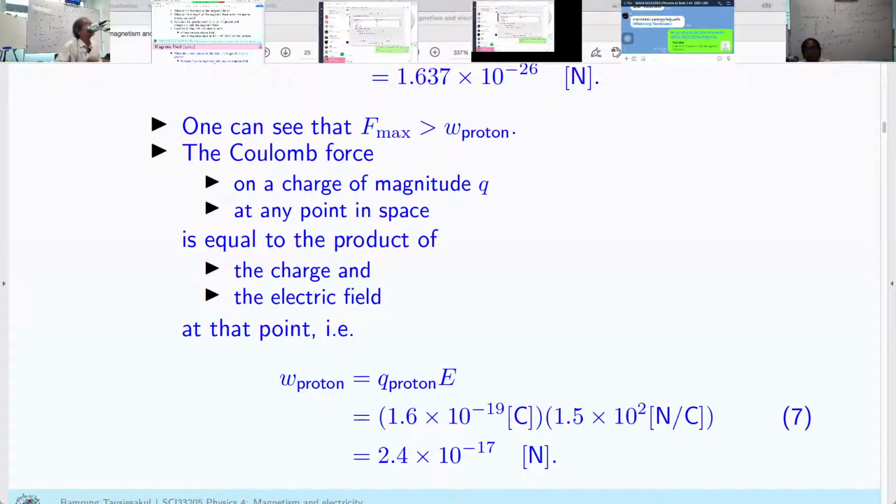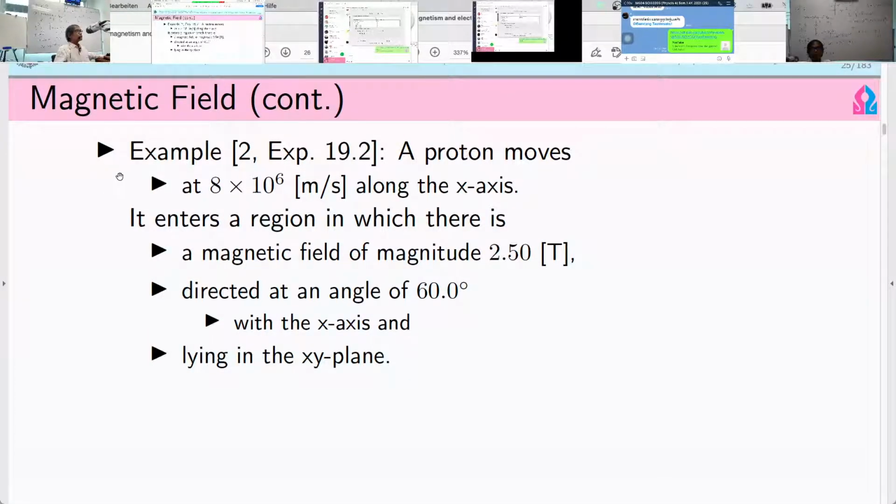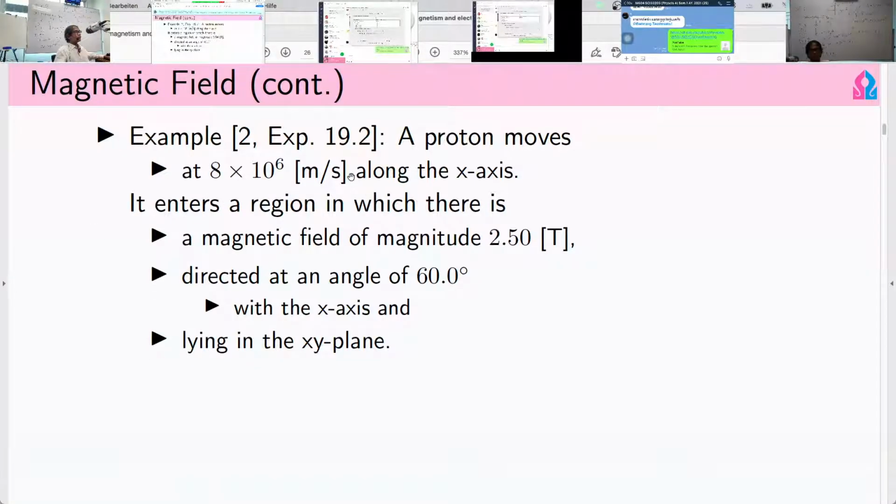Yeah, that's it. Now let's continue our story in the next example, right? A proton again moved. I'm not sure which example is this, the second or the third? I'm not sure. Okay, this example is taken from reference number 2, it's example 19.2. And a proton moves.